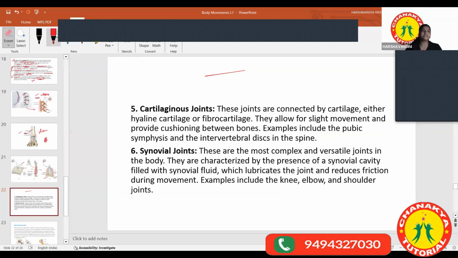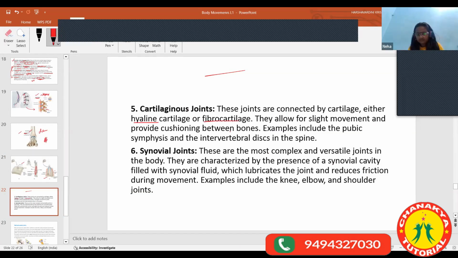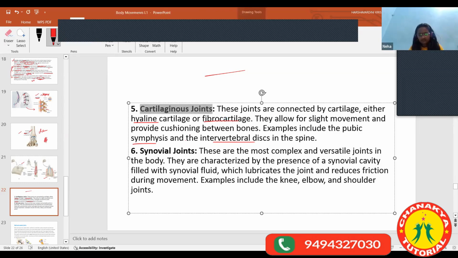Coming to cartilaginous joints. These joints are connected by cartilage, either hyaline cartilage or fibrocartilage. They allow for slight movement and provide cushioning between bones. Examples include the pubic symphysis and intervertebral disc in the spine. Wait a minute, I'll show the picture for you again. This also. We are not seeing the picture, it will be very confusing.